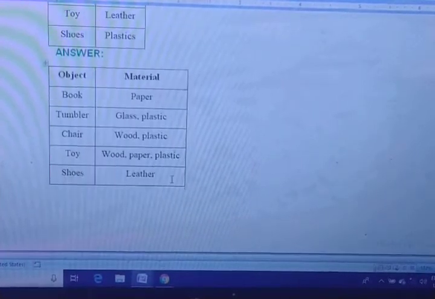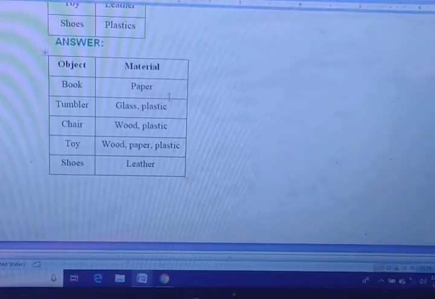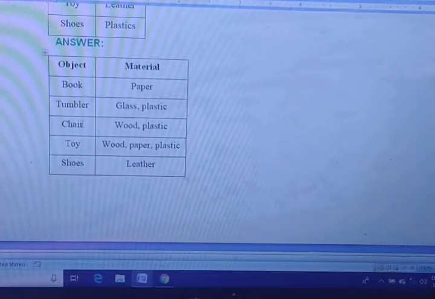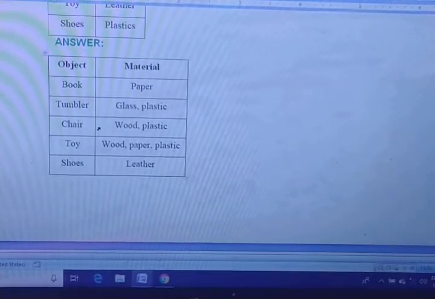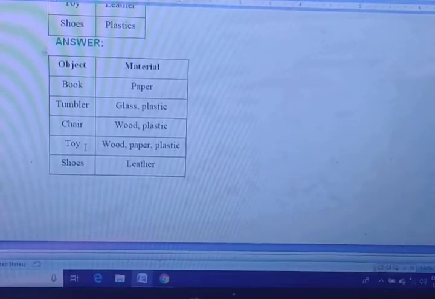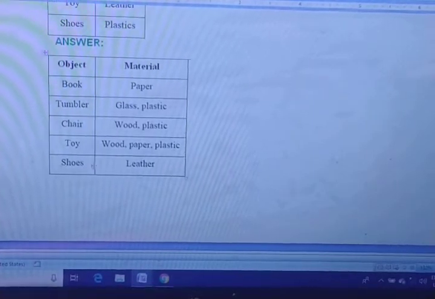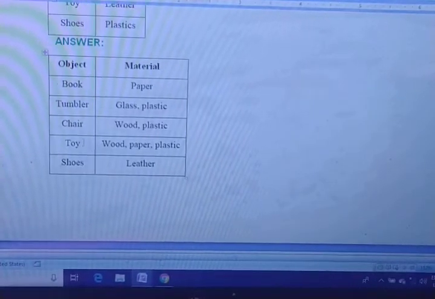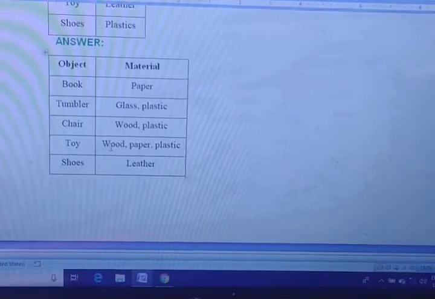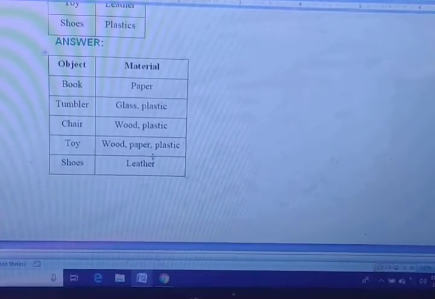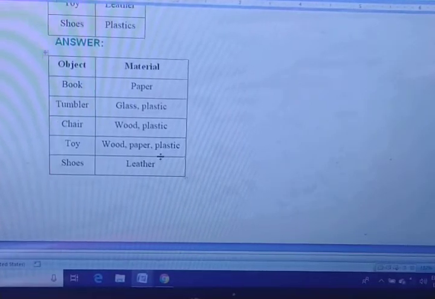You can see here, the material of book is paper, tumbler, glass and plastic, chair, wood and plastic, toy, wood, paper and plastic, shoes, leather. See, more than one material is also possible. Have you seen toys? In the olden days the toys were made up of wood. Nowadays they are made up of plastic, and some of the toys are made up of paper also. So we have seen how to match the following in this question.